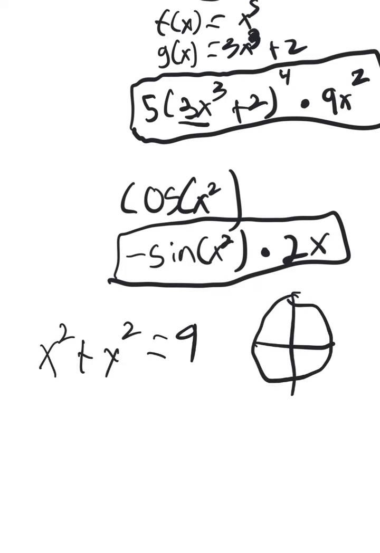Now this is not a function because, as we see, it doesn't pass the vertical line test. These vertical lines don't only have one value corresponding to each x value. But we can still take the derivative. Like if we look over here, a tangent line still exists. So how do we find it?